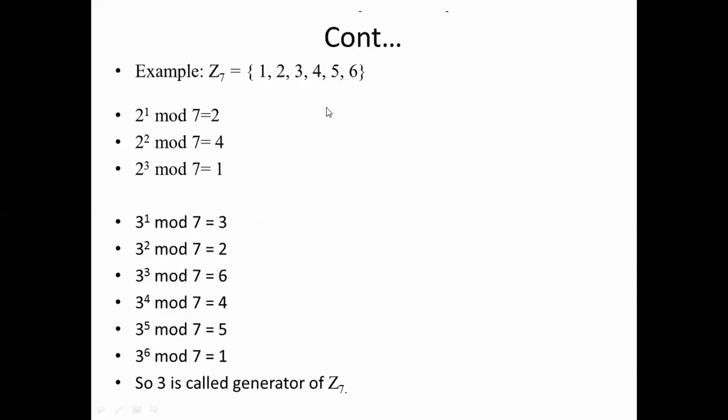Likewise you need to check with 4, 5 and 6. You can have more than one generator for Z7. Here I have just explained by taking 2 and 3. Here 3 is called the generator of Z7.